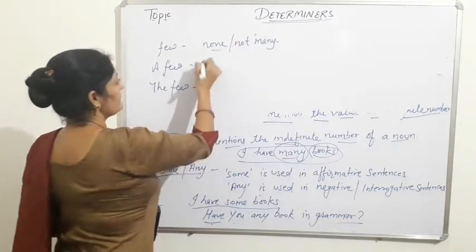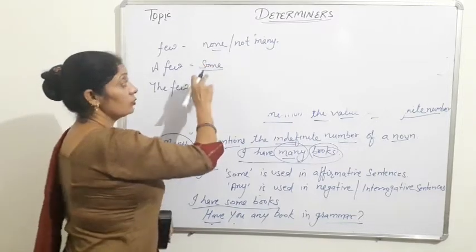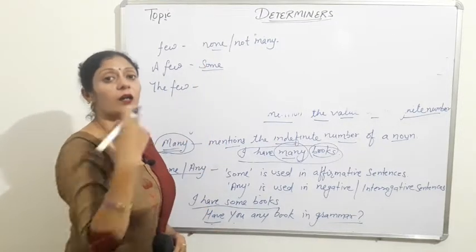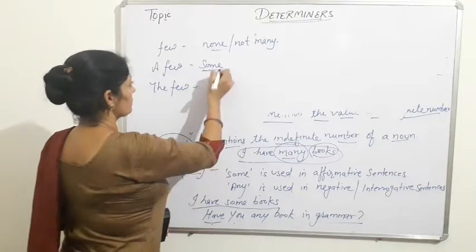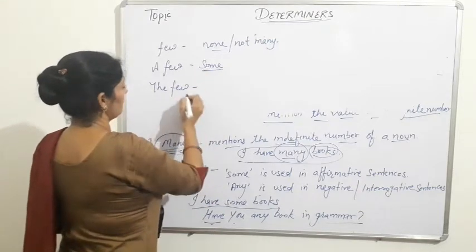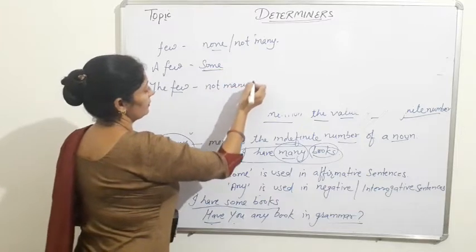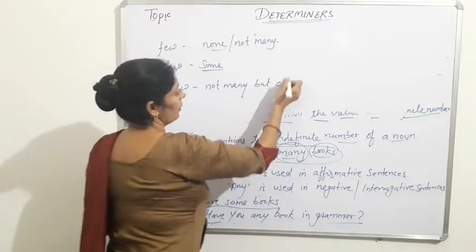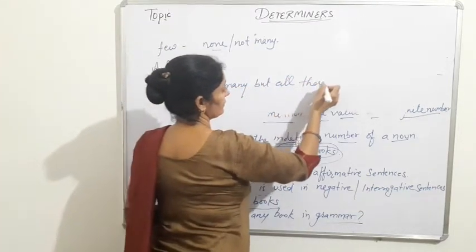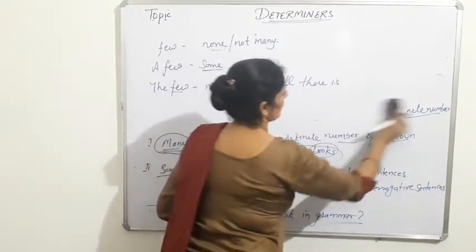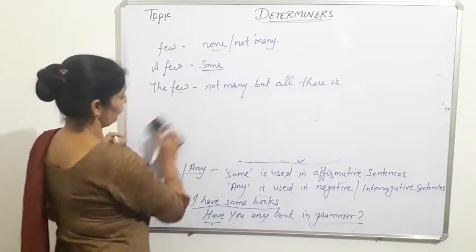Few, it means none, in a negative sense; it means not many. A few, it means some. Some is used both with countable or uncountable. Okay, next one is some. And the few, it means not many but all there is. Okay, at first few.